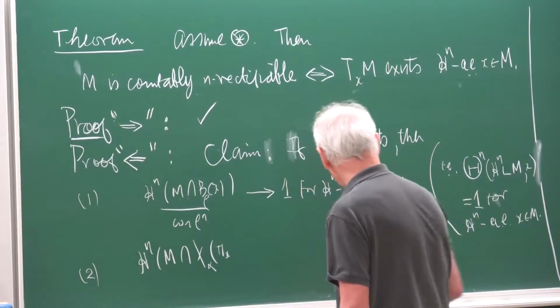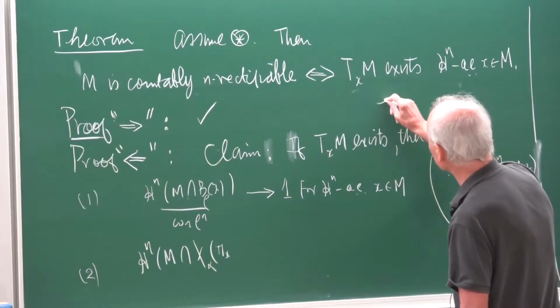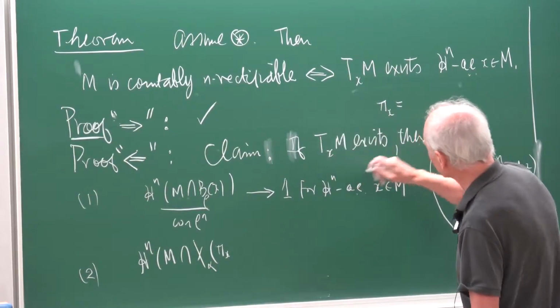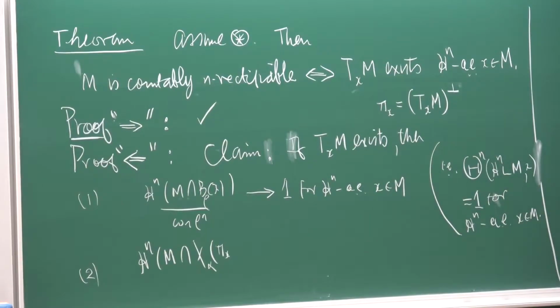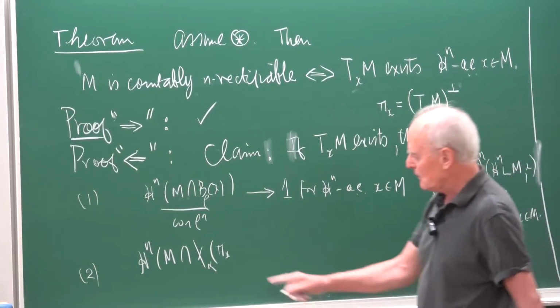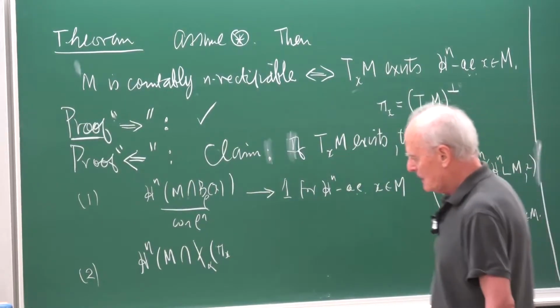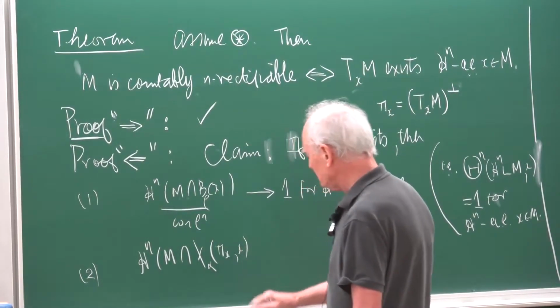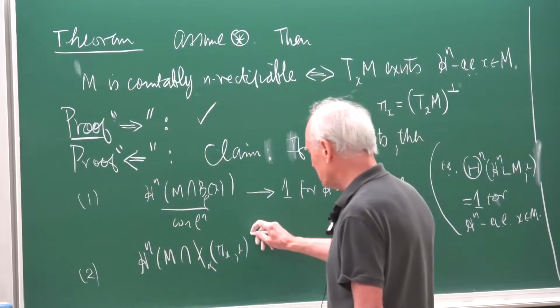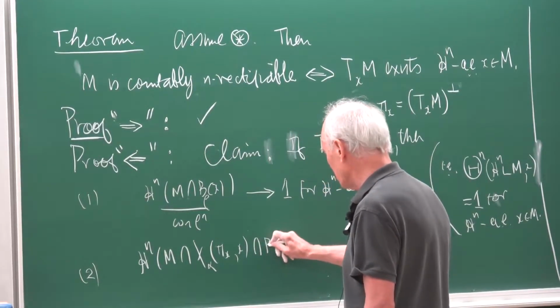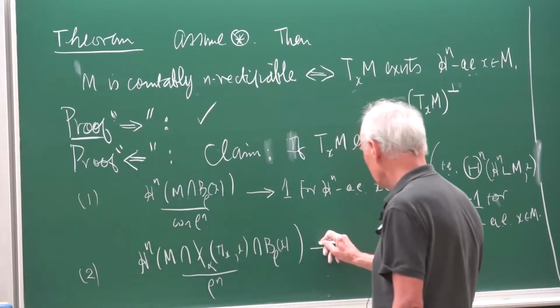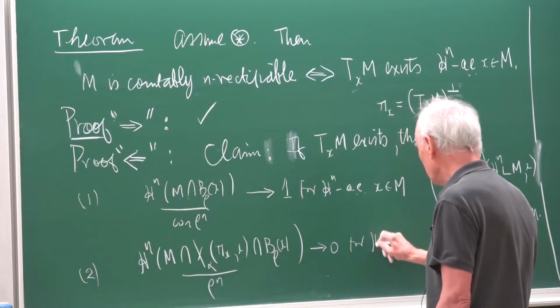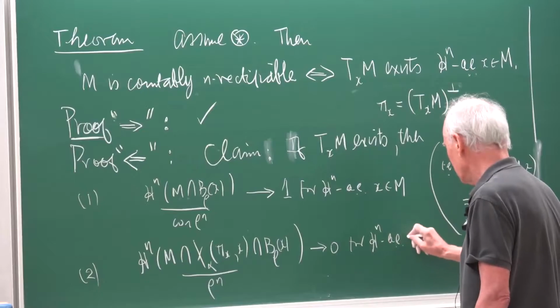let's agree that we let pi x be the orthogonal complement of the tangent space. Notice that's k-dimensional, because the approximate tangent space is n-dimensional, and we're in R^(n+k). So that's a k-dimensional subspace. So let's agree to call pi x that TxM perp. And at x, always take vertex at x, then the claim is that that intersect B rho x over rho to the n tends to 0 for H^n almost every x in M.